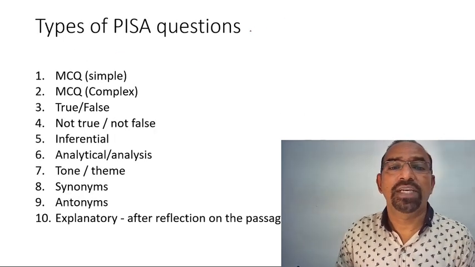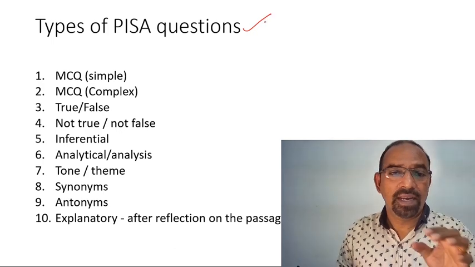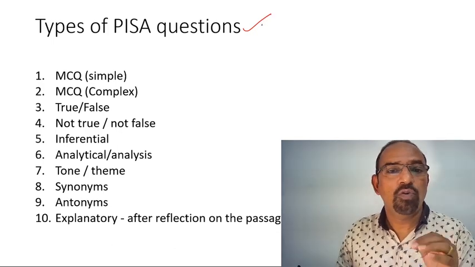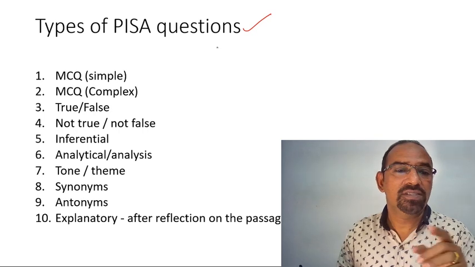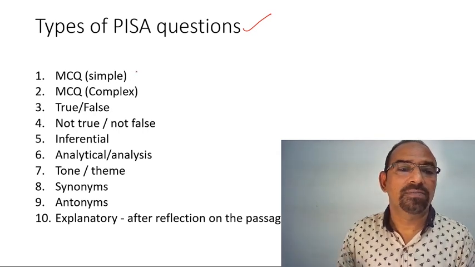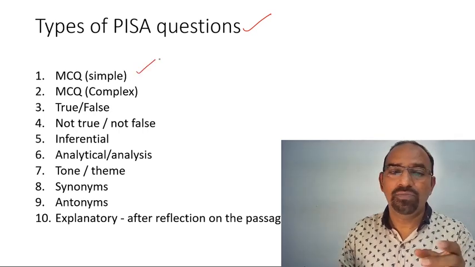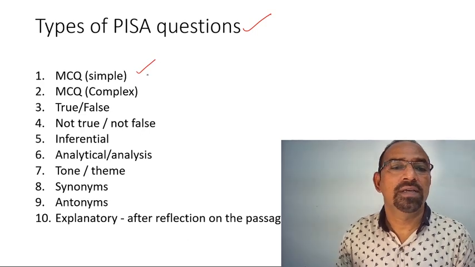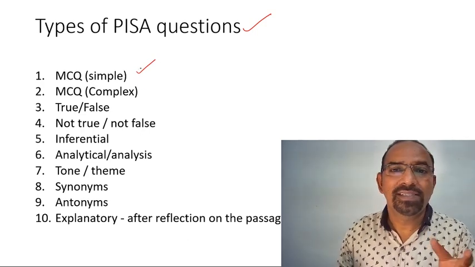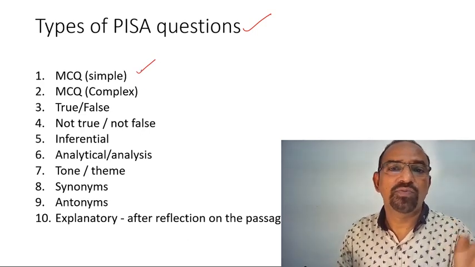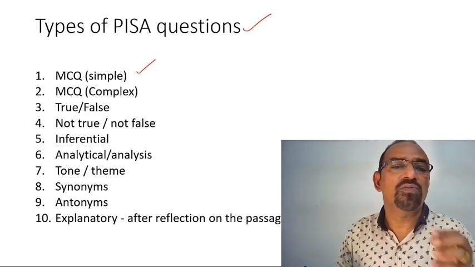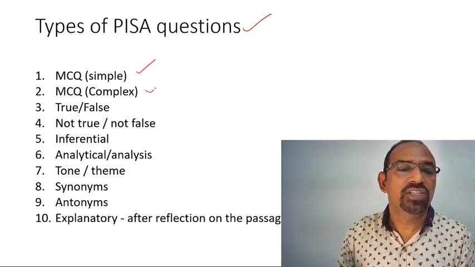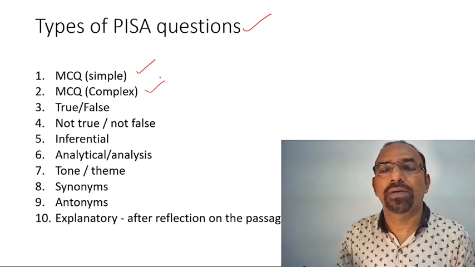We have to read the entire passage. Types of PISA questions. Nowadays, the reading comprehension contains questions like this. First, MCQ questions, and that is the simple way of giving 4 answers and you have to choose one of them. Second is MCQ complex type.